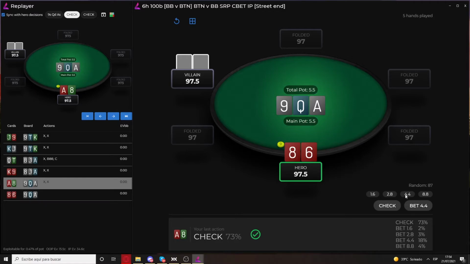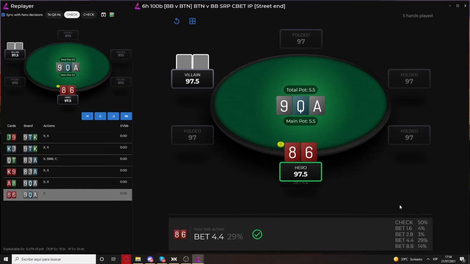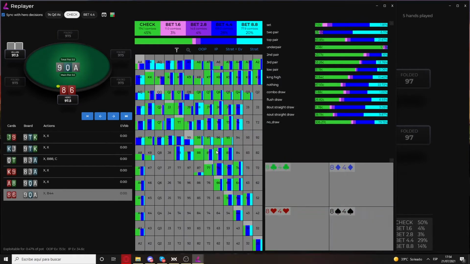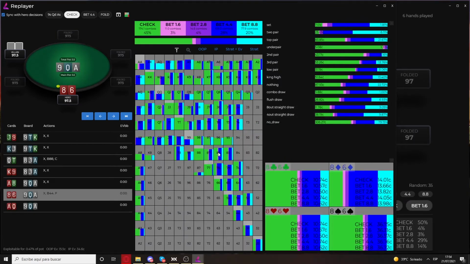So yeah, I feel like we're going to choose 4.4. And let's try 8-6. I actually underestimated how good this hand is, I guess. So it's betting around 45% of the time. I guess 20.